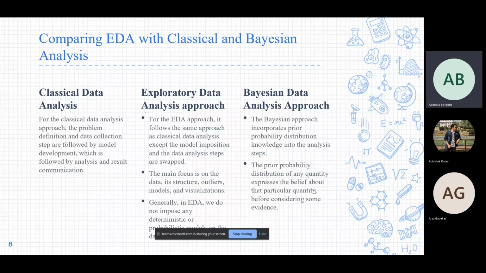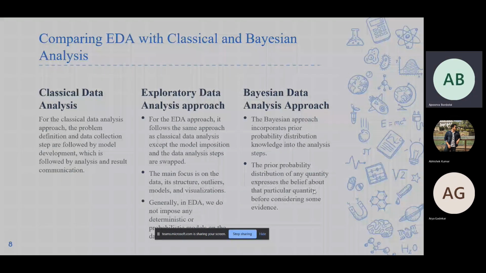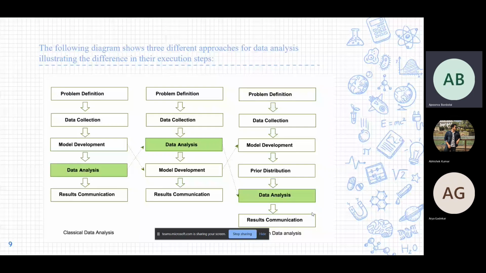Now you can see a graphical representation of the data analysis approaches. As you can see, in classical data analysis, the model development step is done first, and then the data analysis step comes next. In exploratory data analysis, you can see these two steps are switched. The data analysis part is done first, and model development is done after. In Bayesian data analysis, there's an additional step of prior probability distribution between model development and data analysis.